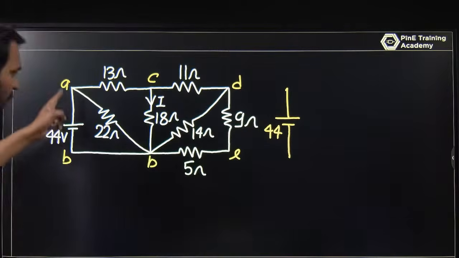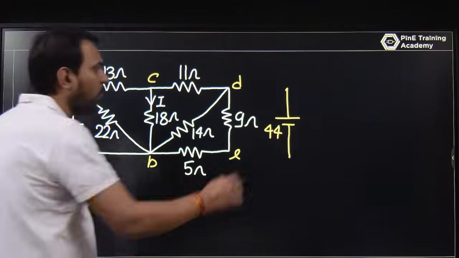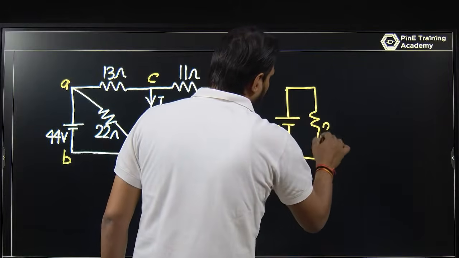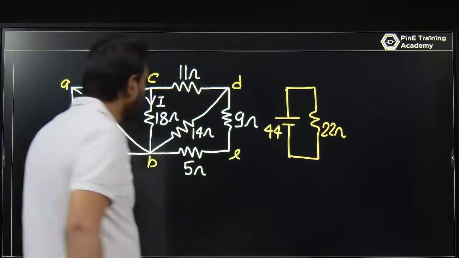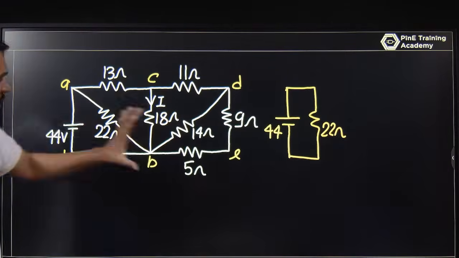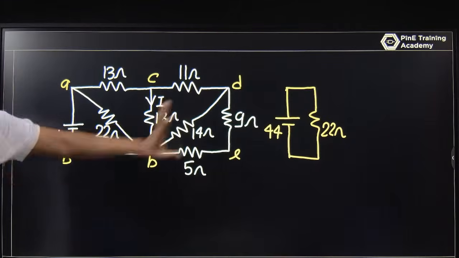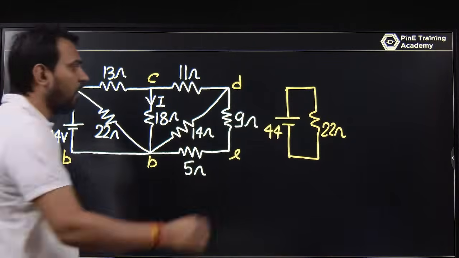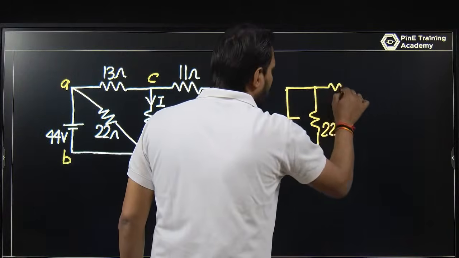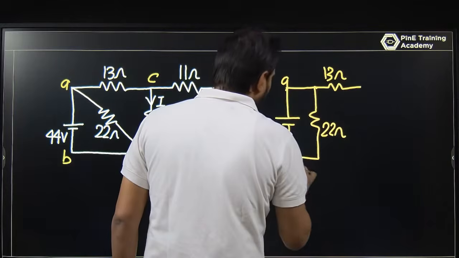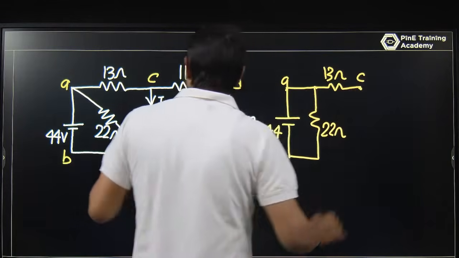This is 44 volt. In between AB you have a 44 volt. In between AB you have a 22 ohm also, just like this. And after that you have a 13 ohm as a resistance. This is A and this is B. Let this be C. I am just saying that this is C.